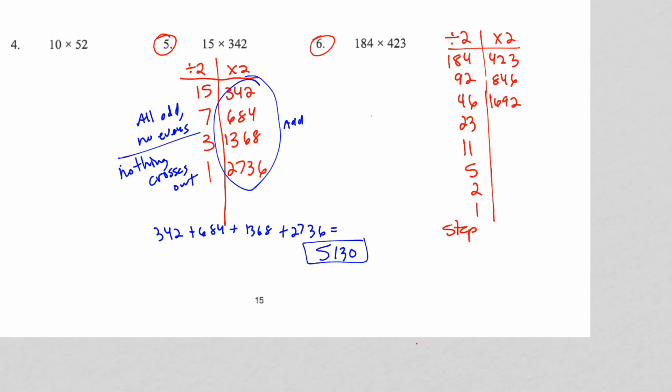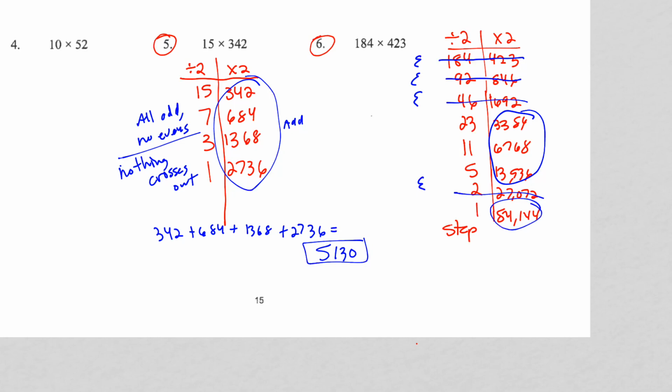And 1692 and 3384, 6768, 13,536. Okay, so this time we do have some even numbers on the left side. So it's actually starting with the first row. So this is even, this is even, this is even, and this is even right there. So we're going to cross out that row, this one, and this one. Which means we're going to add up these 3 and this one.